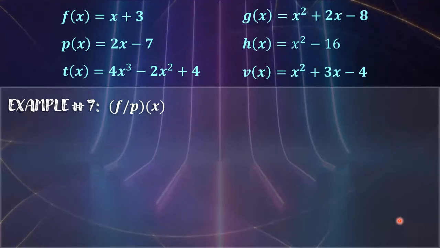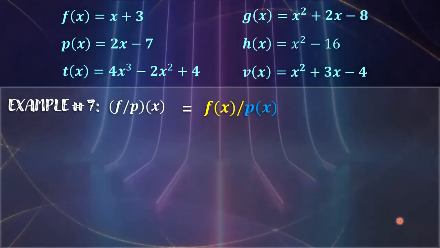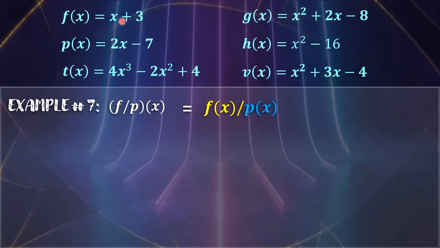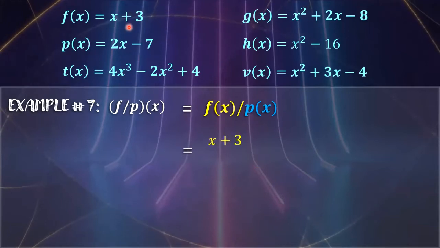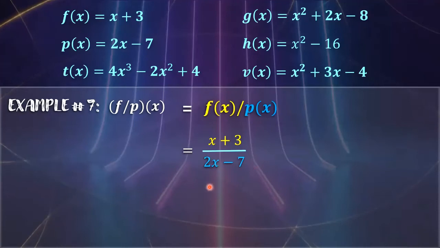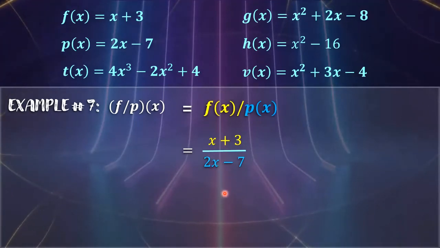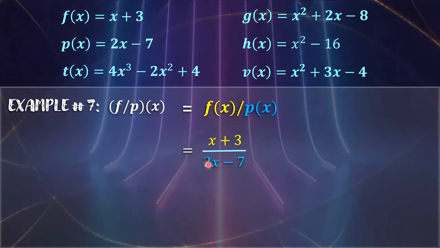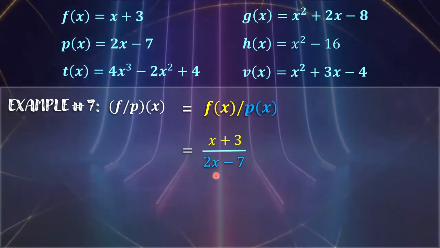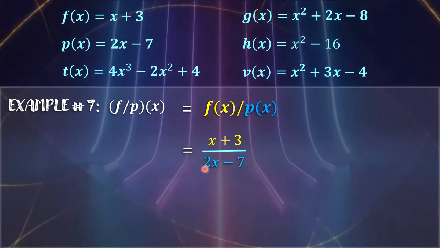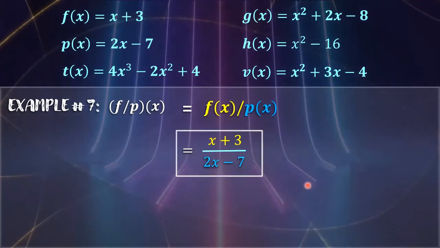We are down to our last operation. Example number 7. We are asked to solve for the quotient of f of x and p of x. Substitute the value of f of x, which is x plus 3, divided by the function of p of x, which is 2x minus 7. The next process for getting the quotient, we need to factor out the numerator and denominator. In this case, the numerator can't be factored, as well as the denominator. Why? Because 7 is not divisible by 2. Therefore, this would be our final answer.